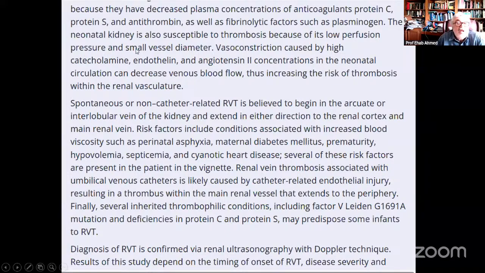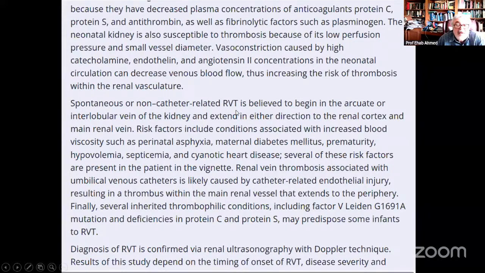The neonatal kidney is also susceptible to thrombosis because of the low perfusion pressure. This is related to immaturity in the newborn baby. Vasoconstriction caused by high catecholamine, endothelin, and angiotensin II. If you go into academia, we'll discuss this in details. Why the kidney is more susceptible to injury, why the renal vein thrombosis is more common in neonates compared to older children and adults. We discussed this when we talked about bleeding disorders and hypercoagulable states.